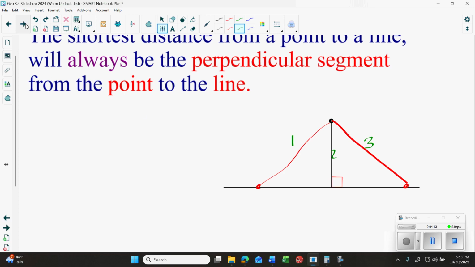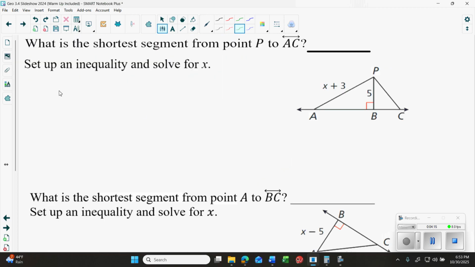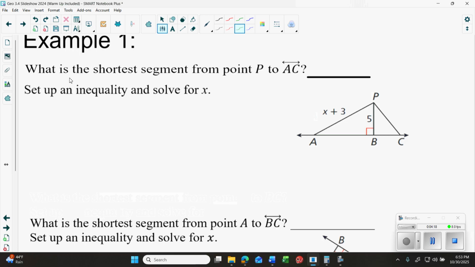So what can I do here? Let's do some practice problems. Example 1: find the shortest segment from point P to line AC. If I look here, here's point P right here. I have three different points on line AC: point A, point D, and point B. So the three possible segments I have are segment PA, segment PB, and segment PC.